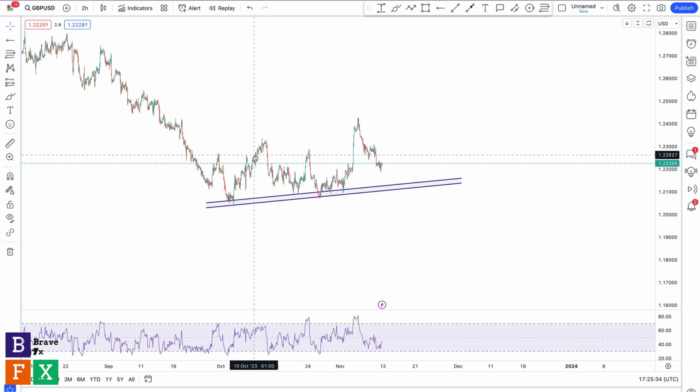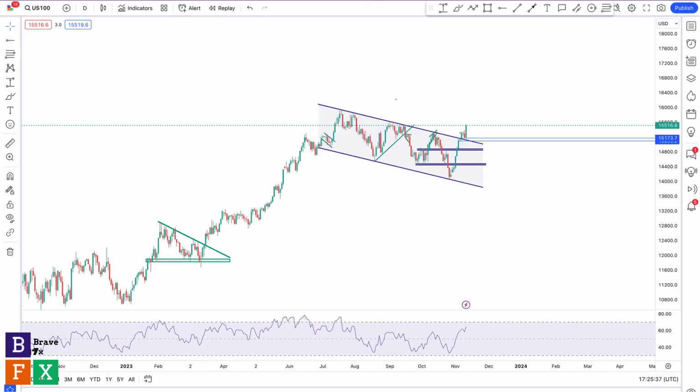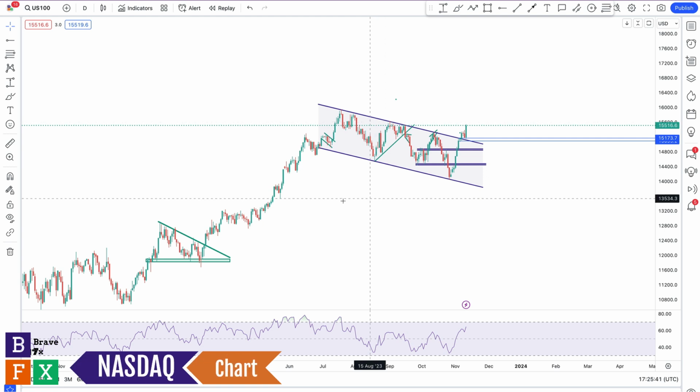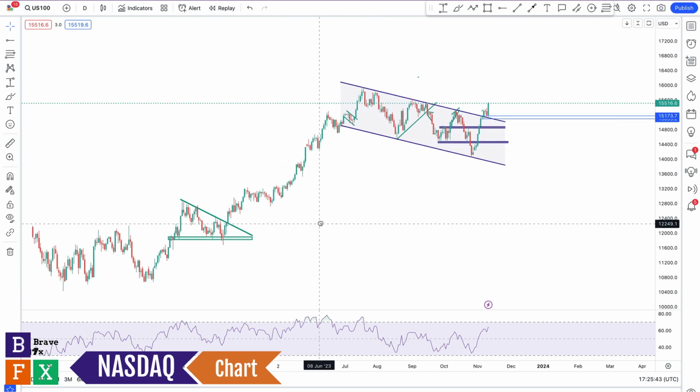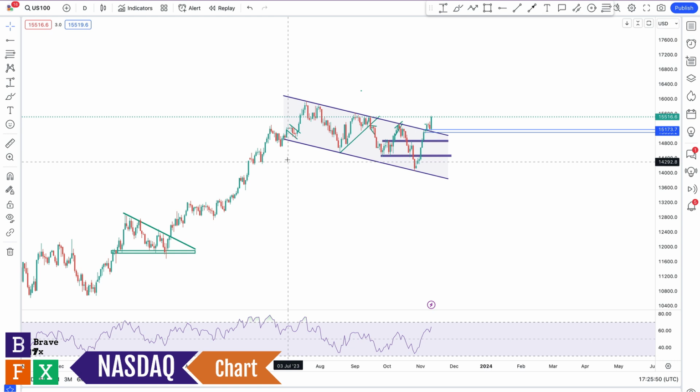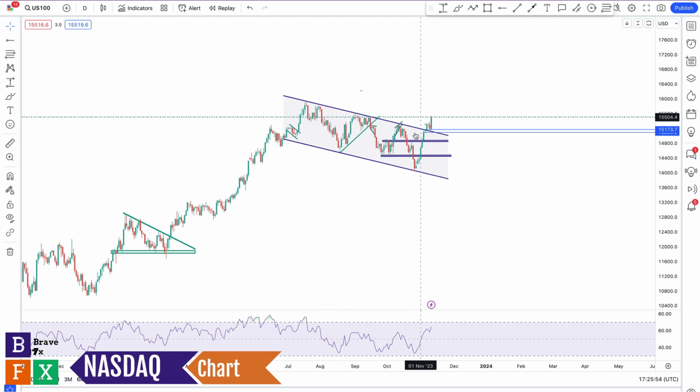So that's it briefly for GBP USD. Moving on, we'll be talking about US100. So this is a Nasdaq chart on the daily time frame, and I've discussed this several times over the past few weeks, right? So we had a massive bullish move, and we had this huge consolidation within this channel, and now we've had a confirmation of a bullish breakout.